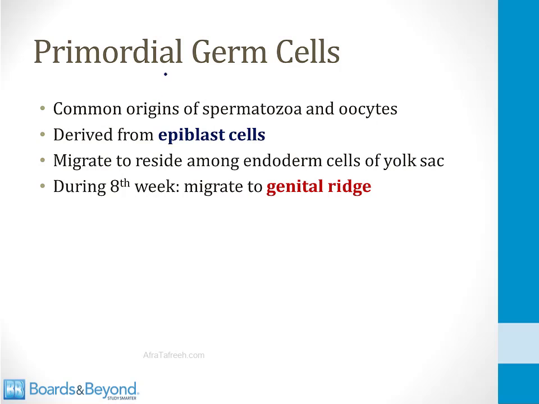The primordial germ cells are the common origins of spermatozoa in males and oocytes in females. They are derived from epiblast cells. The epiblast is one of the two layers of the bilaminar disc in the embryo. And these primordial germ cells migrate to reside among endoderm cells of the yolk sac, where they form a structure at about 8 weeks after fertilization called the genital ridges. These two genital ridges will go on to develop the gonads in the male and female.